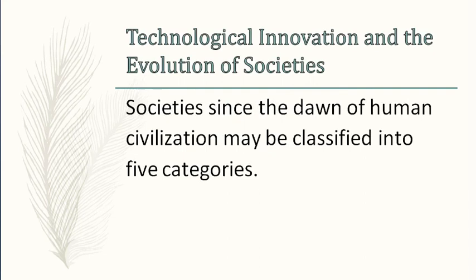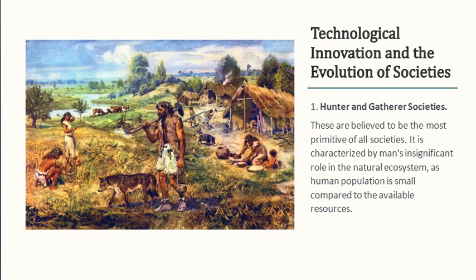So society since the dawn of human civilization may be classified into five categories. First one is the hunter and gatherer societies. These are believed to be the most primitive of all societies.